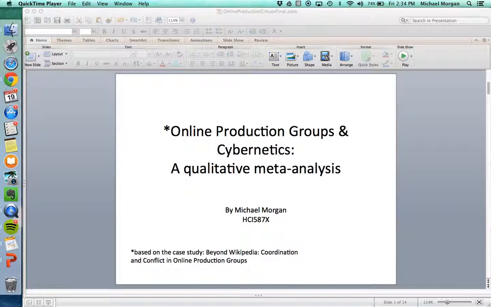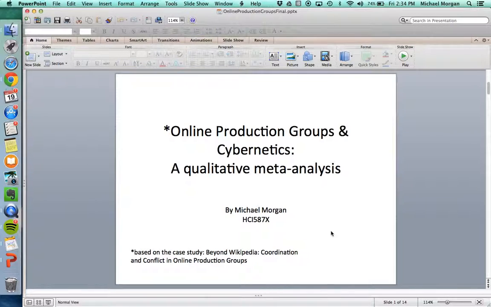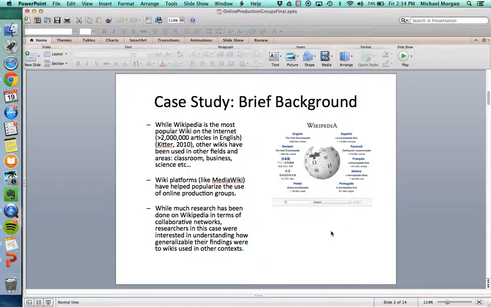Today I'm going to be talking about online production groups and cybernetics. I'm going to be doing a qualitative meta-analysis. I'm going to be looking at a case study based on a research paper entitled Beyond Wikipedia, Coordination and Conflict in Online Production Groups. I'm then going to be seeing how it compares to the cybernetics framework to see whether or not it actually fits it.